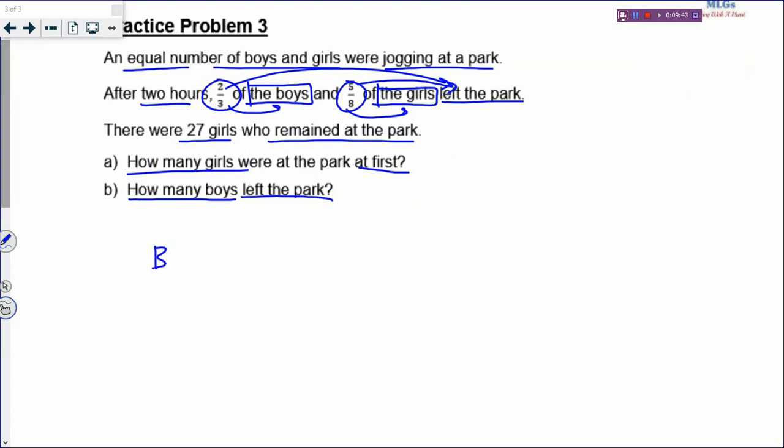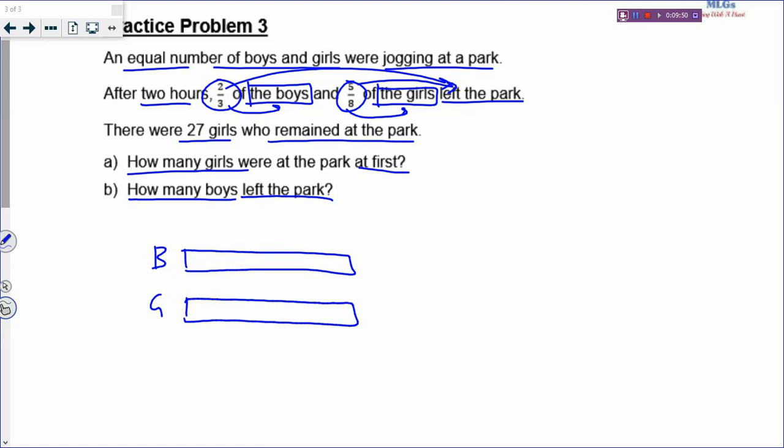You start with 2 equal rectangles because you have the equal concept, equal number of boys and girls, right? And what I would also like to do is to draw a dotted line to show that the 2 rectangles are equal. Every time there's an equal concept, I always will use a dotted line. Now the boys have altogether 3 boxes, so you just cut into 3 boxes, and 2 boxes left the park, so you label, and 1 box must remain. Okay, remain in the park.